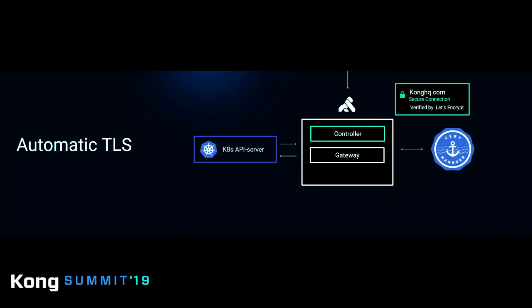Let's take a look at automatic TLS. Cert Manager is the standard way of provisioning certificates in Kubernetes. Kong works with Cert Manager and provisions a certificate as soon as you deploy your application on the internet. You do not have to fiddle around with private keys anymore. You do not have to worry about expiring certificates. Everything is automated. You focus on your business logic and innovate faster.